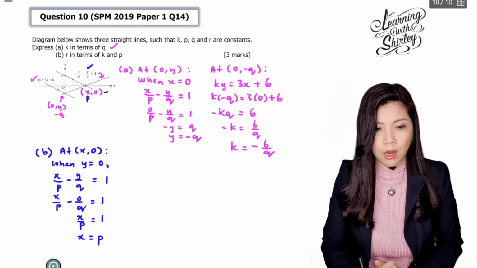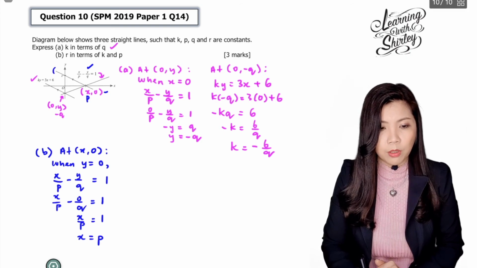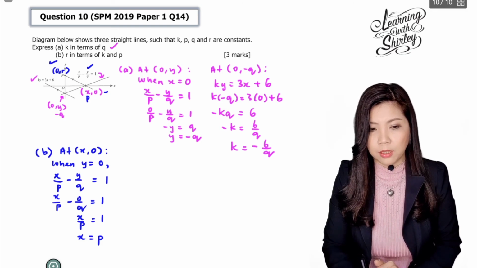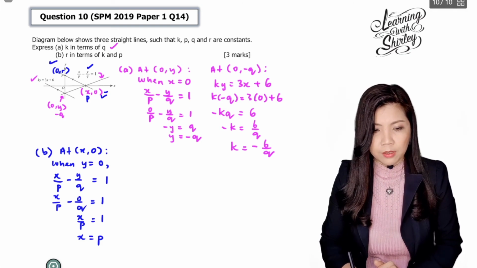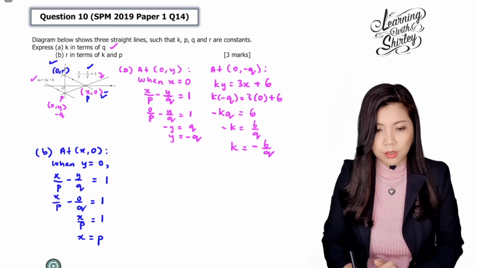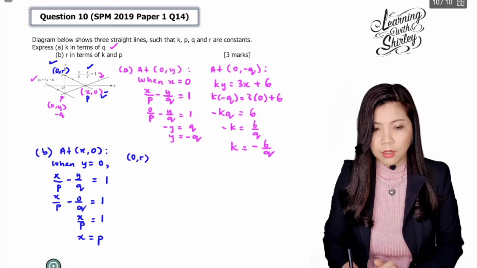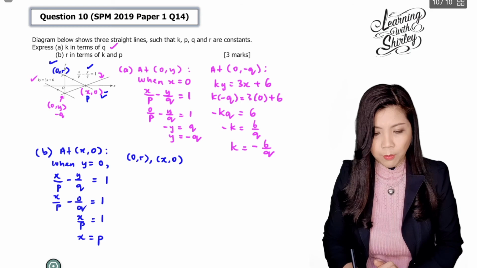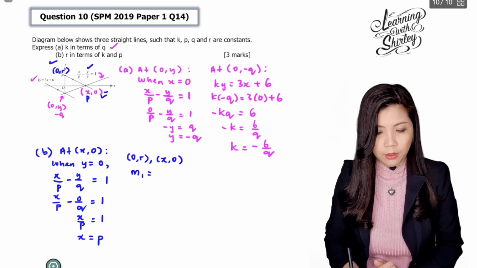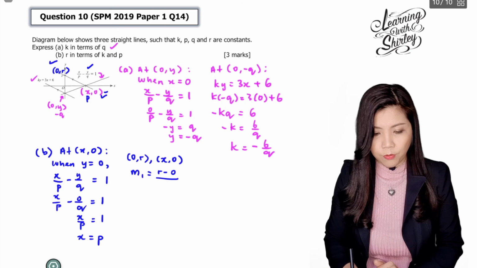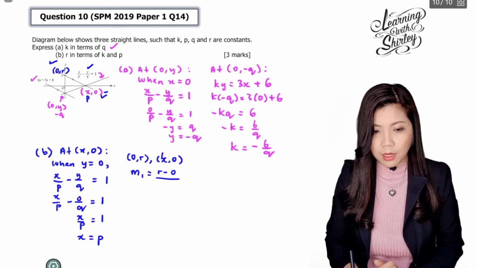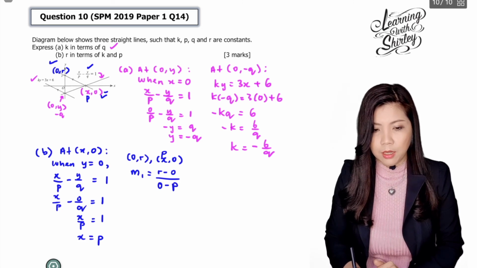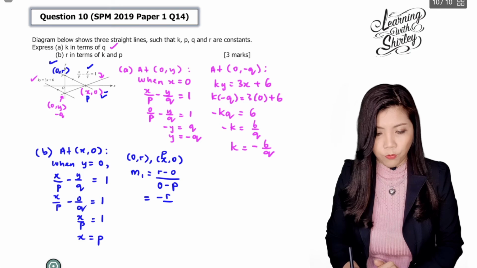Now I have this x is p. This r over here, I'm going to label as 0, r. I'm going to find the gradient of these 2 points, which are 0, r and p, 0. So I'm going to find the gradient m1, which will be r minus 0 over 0 minus p, which equals negative r over p.